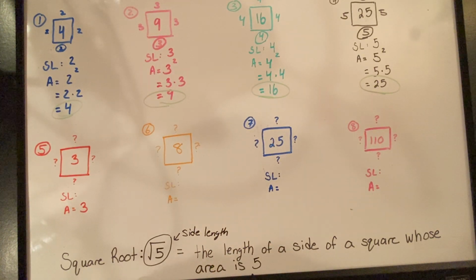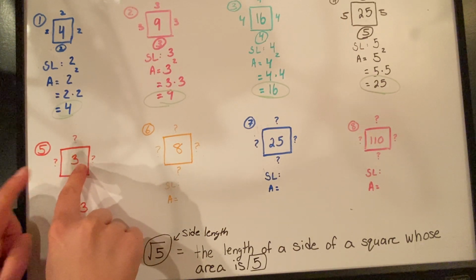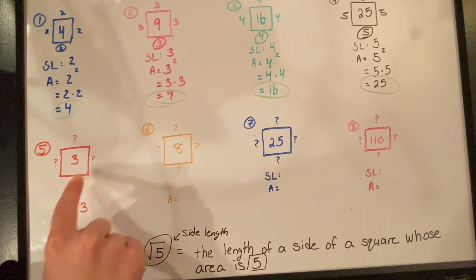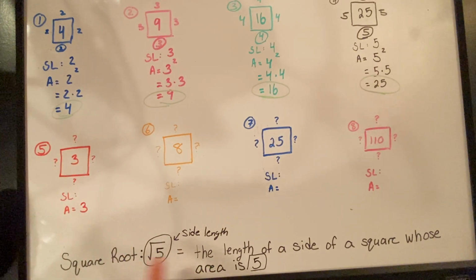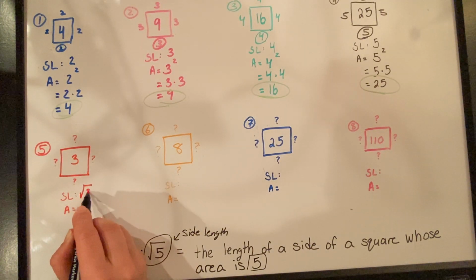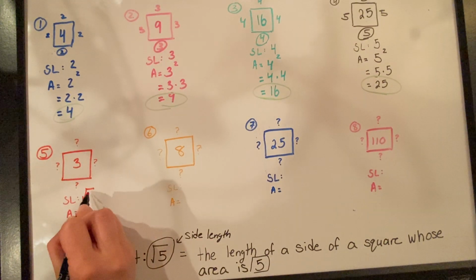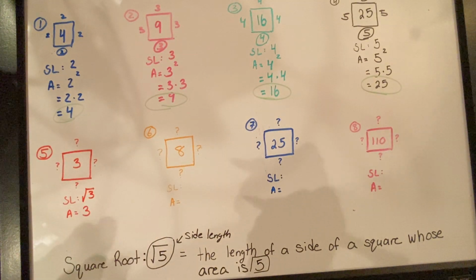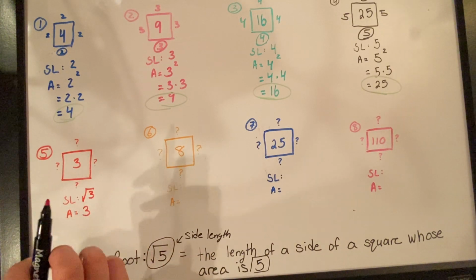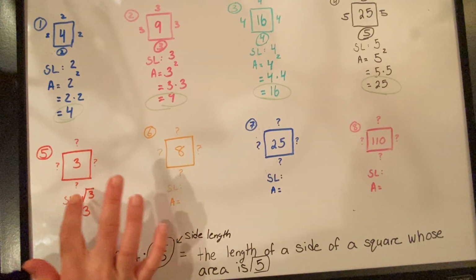So if you have an area of 5, then the side length would be the square root of 5. So here we have an area of 3. So what must my side length be? Well, with what we just learned, it must be the square root of 3. Okay? And that means each one of these side lengths is the square root of 3.